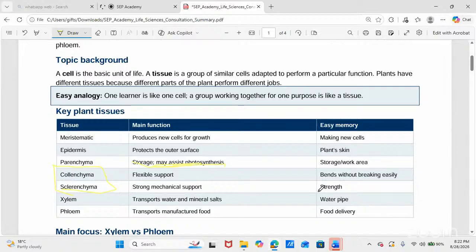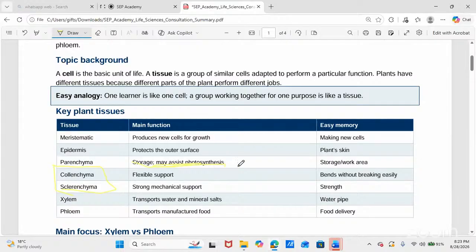That's when the tissue called the sclerenchyma will be seen and will be taking place during what? Mechanical support. There are some plants out there that are both strong and bendable. That means that it cannot break easily, and it's also strong. It has strength, right? That's where you'll be seeing collenchyma and sclerenchyma working hand in hand.